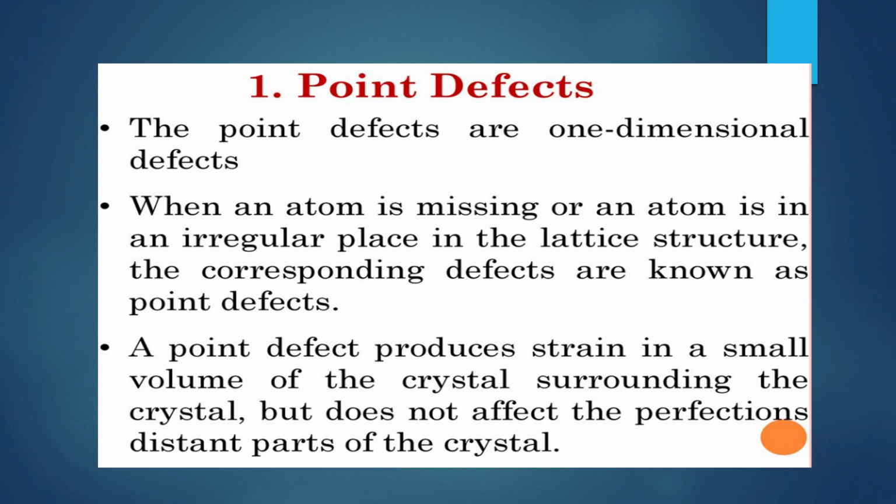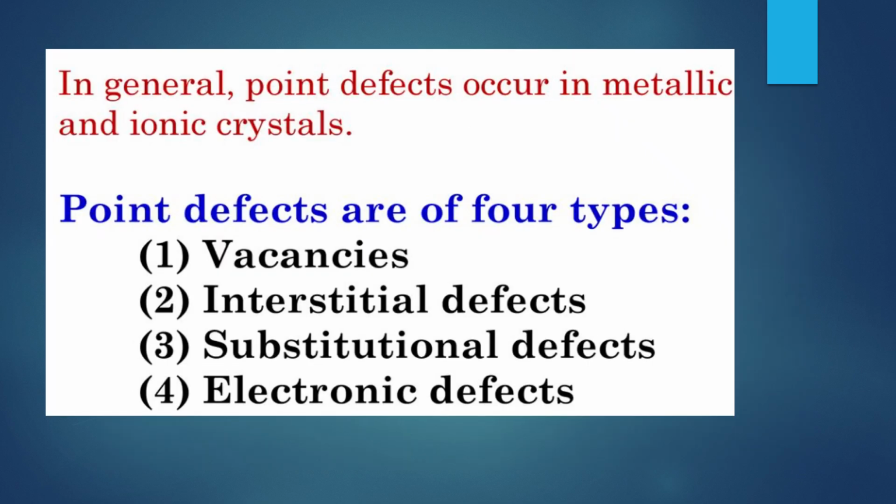Point defects occur when an atom is missing or an atom is in an irregular place in the lattice structure. The corresponding defects are known as point defects. The point defect produces strain in a small volume of the crystal surrounding it but does not affect the perfection of distant parts of the crystal. Generally, point defects occur in metallic and ionic crystals. Point defects are of four types. They are vacancies, interstitial defects, substitutional defects, and electronic defects.